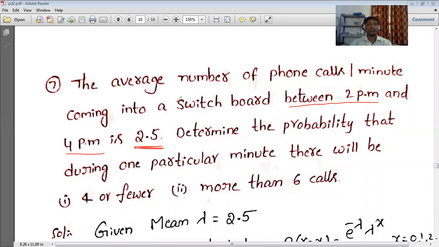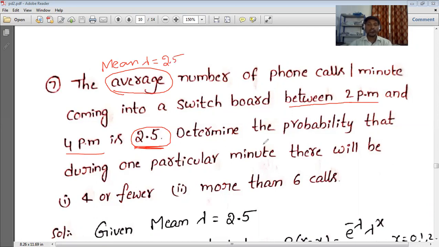Okay, so here also same. Hospitals, the average number of phone calls per minute coming into a switchboard. It means you can take mobile. Between 2 p.m. and 4 p.m., how many calls you got on an average? 2.5 per minute. So average is nothing but simply what we are saying, mean. So what they give here, clearly we can say that mean lambda is equal to 2.5. This one they give.